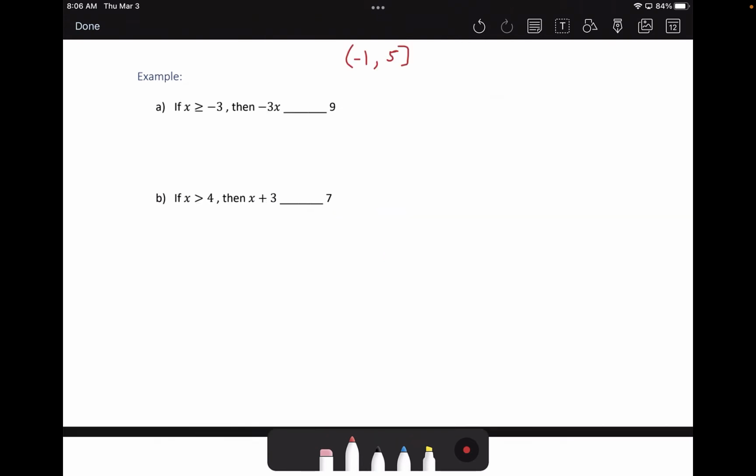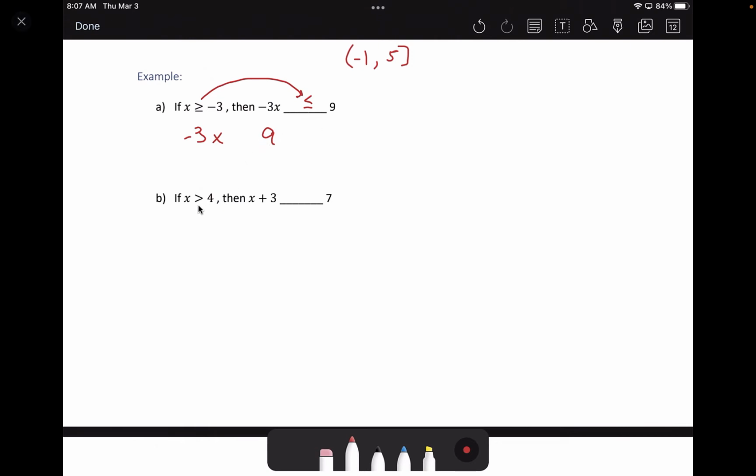In the next example, we want to know how to get from this inequality to the inequality on the right side. So how do we get from x to -3x and from -3 to 9? It looks like we're multiplying both sides by -3. When you multiply or divide by a negative, that's going to change the direction of the inequality. So we just switch directions of the inequality.